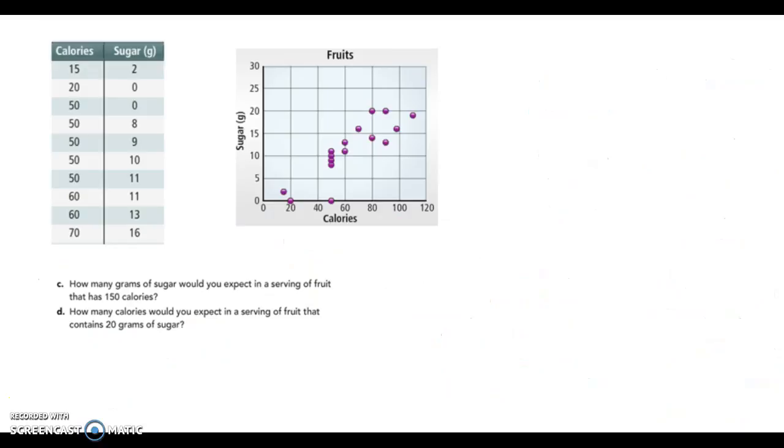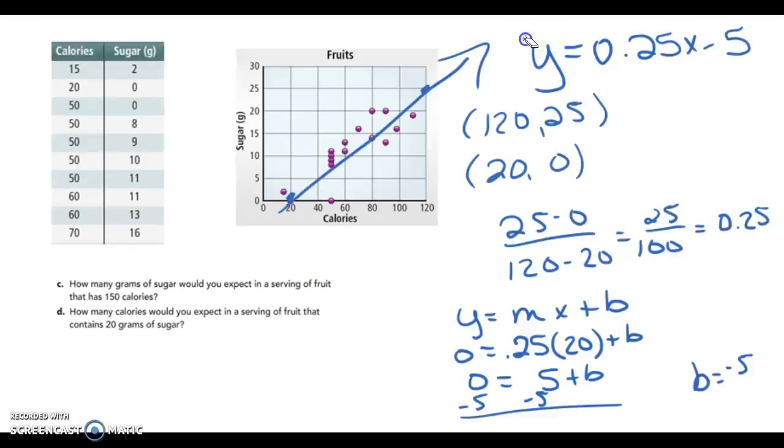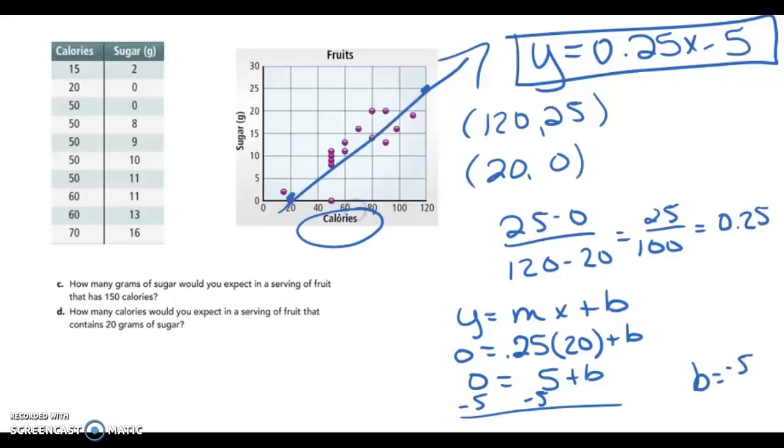Okay, here's our last example. Okay, for the sake of time, I'm going to go ahead and I've shown you all of my work to get my equation. And then it says, how many grams of sugar would you expect in a serving of fruit that has 150 calories? So calories is an x, so we would plug that in for the x. So we would have y equals 0.25 times 150 minus 5. And we would solve that one through. So you can go ahead and do that.